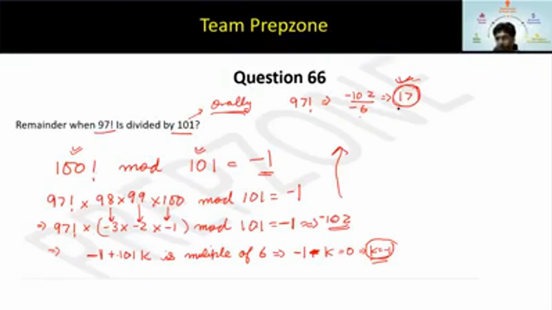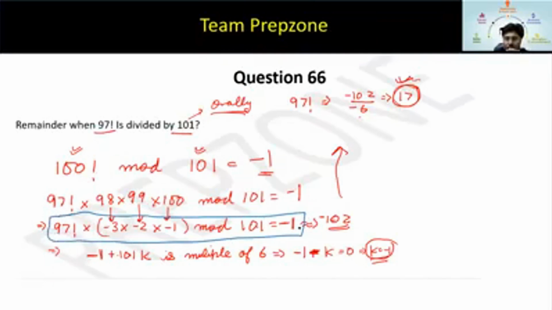Is this clear, everyone? Is there a doubt moving forward? What is this? This is 6. The RHS should be a multiple of 6. This is minus 1. Cool. I want to make it a multiple of 6. Okay. So can I write it as, see, this is mod 101.